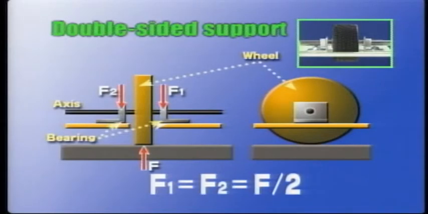This is the ideal design. The wheel is supported by bearings on both sides. In this design, each bearing receives half the force that is applied to the wheel. Therefore, the two bearings together receive the same force as the wheel, which is only a third of the force shown in the previous example.